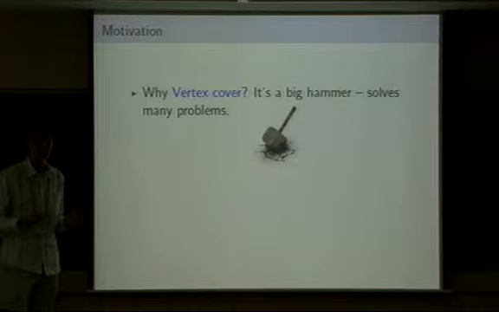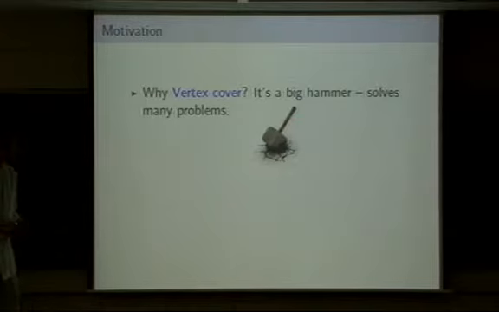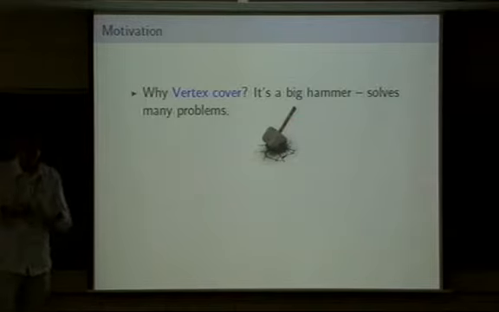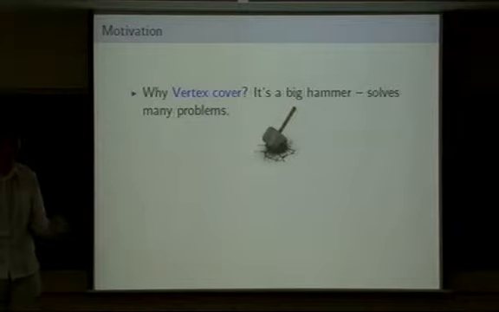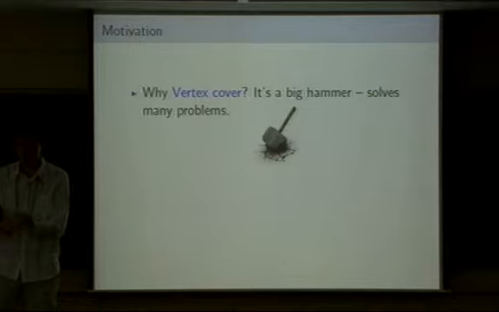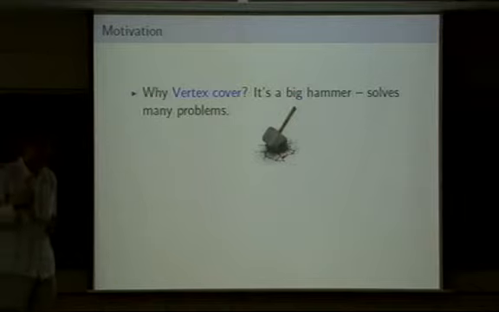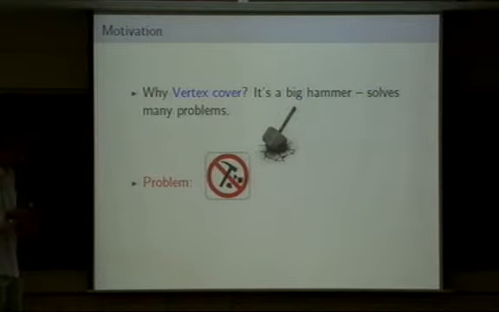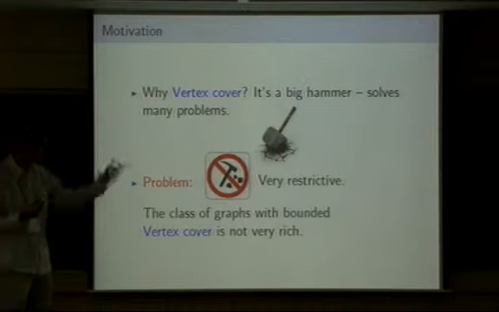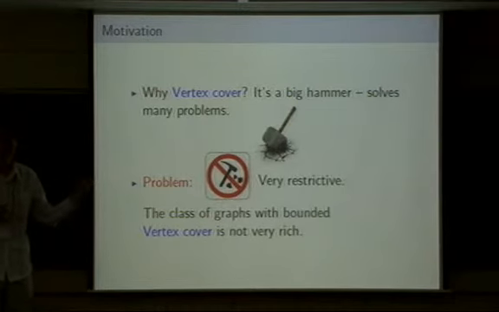So why do people use vertex color as a parameter? Well, it's a big hammer. You can use it to break many problems. So what I mean by that is that if you have a graph with bounded vertex color, then chances are your extremely hard problem will become solvable in FPT time if the vertex color is bounded. So that's good. But it comes with a catch, unfortunately, and that's vertex color as a parameter is very restrictive.